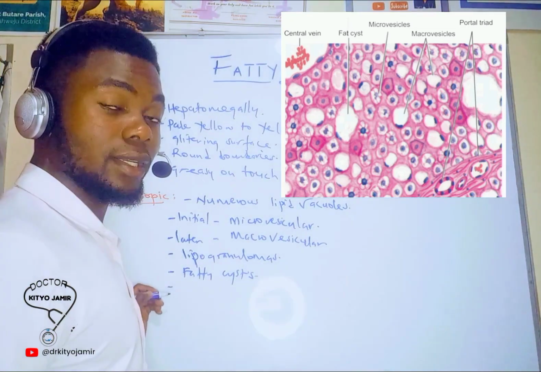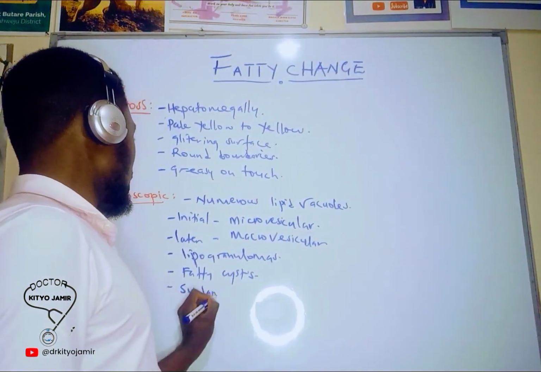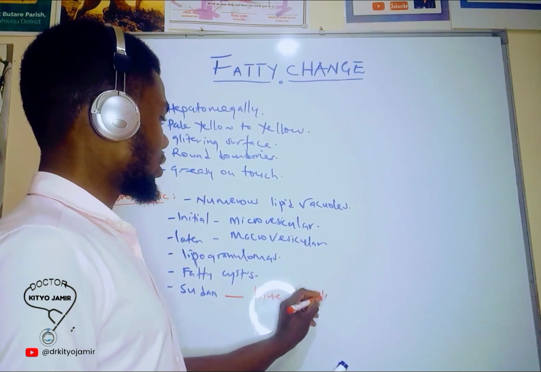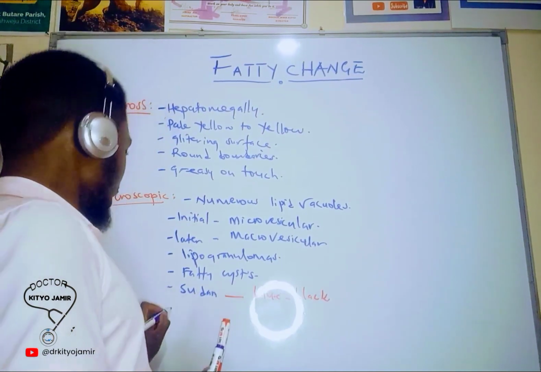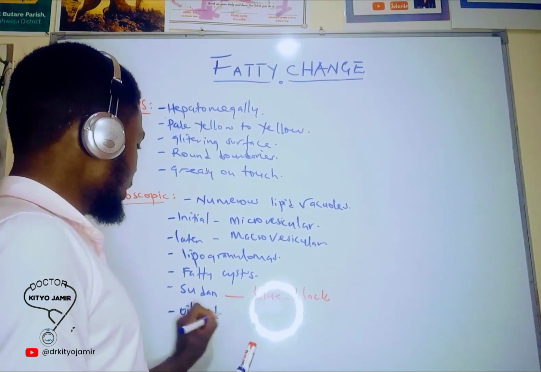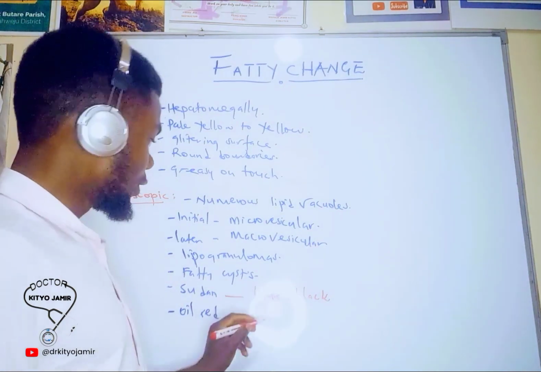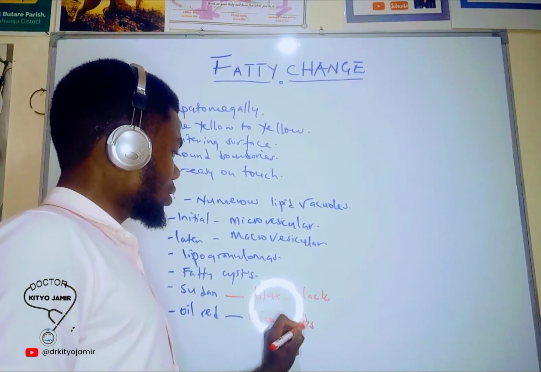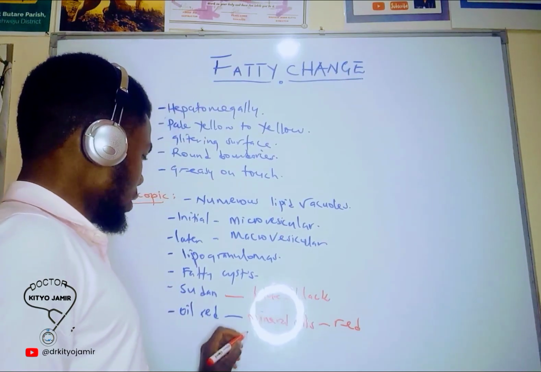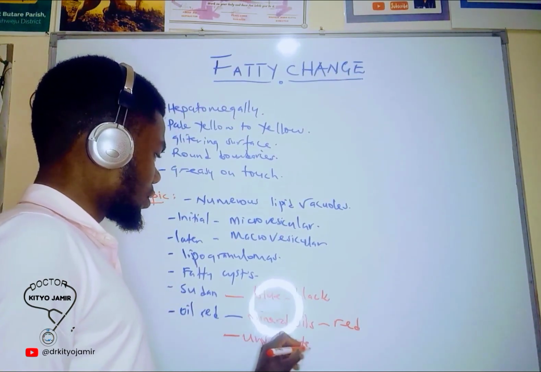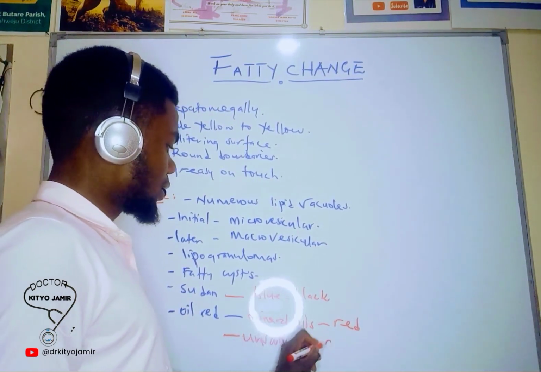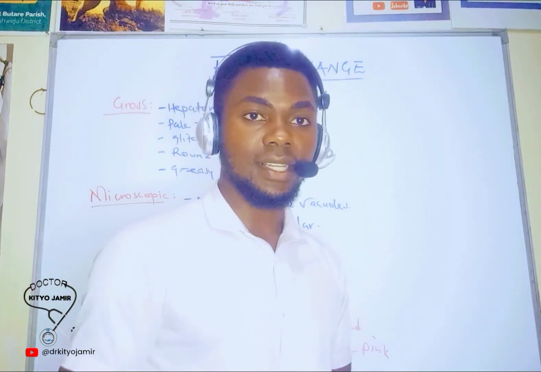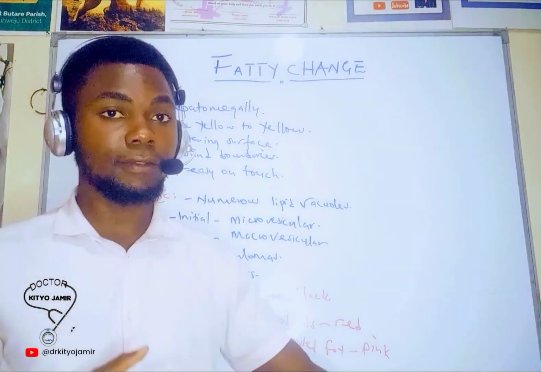Then, using Sudan dye, we are going to have a blue-black color, and using oil red dye, when you have mineral oils, it's going to remain red. But if it is unsaturated fat, we are going to have a pink color. So those are basically the morphological features that we are going to see in fatty liver.